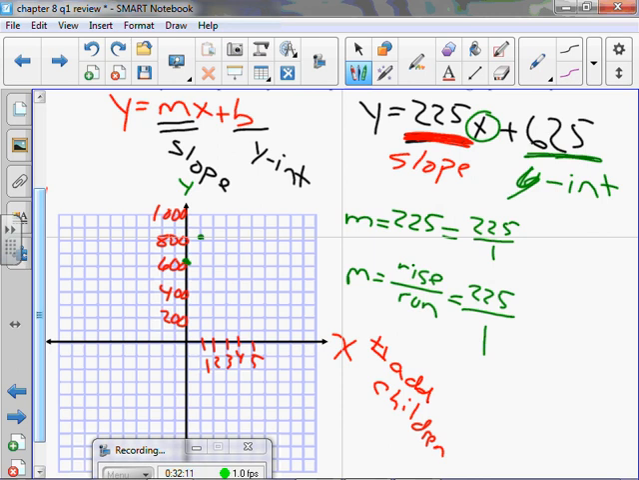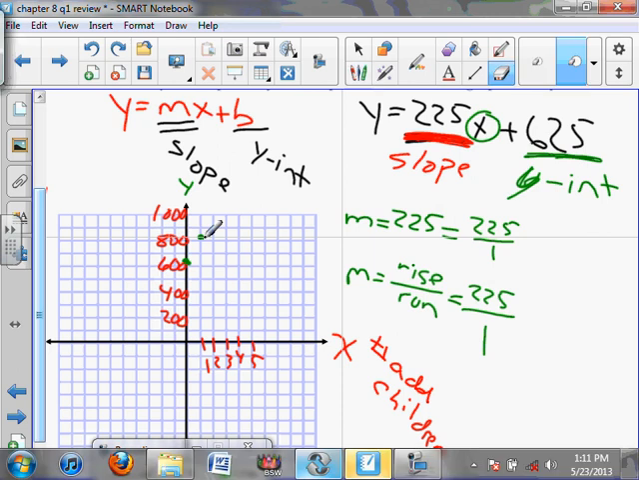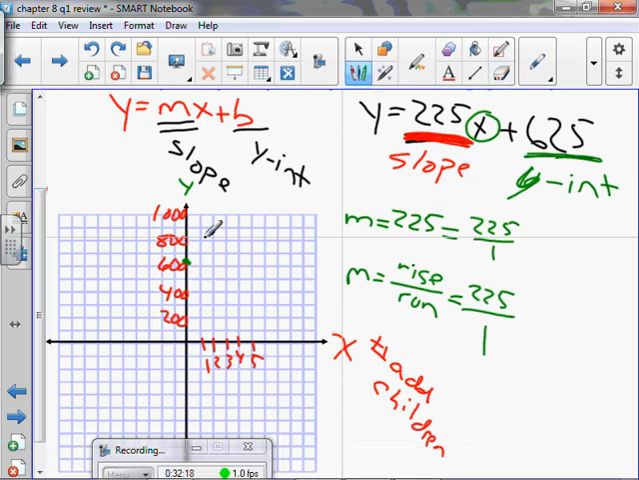I've gone up to 850. That doesn't actually look like 850. I'm going to erase that. 850 looks like it's right over here. And then I can do it again. I can go over 1 more and up another 225. That would be 1025. I actually go off the grid.